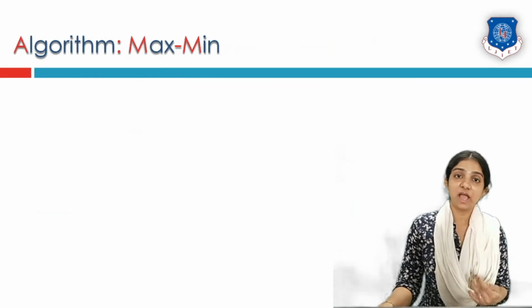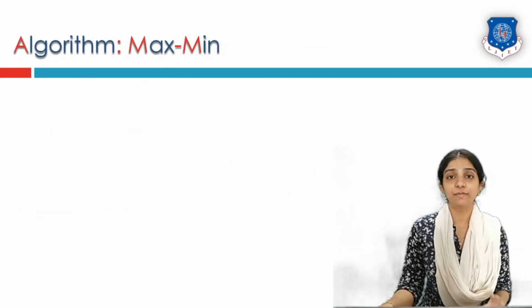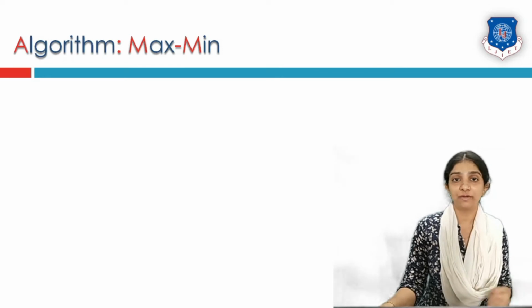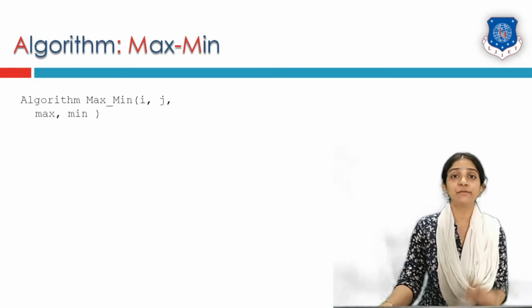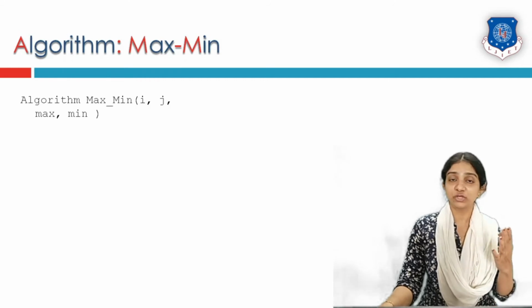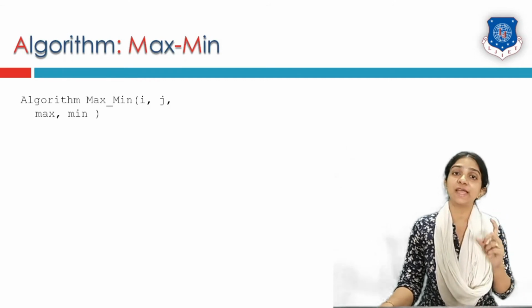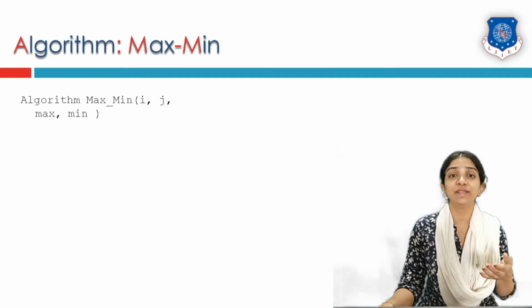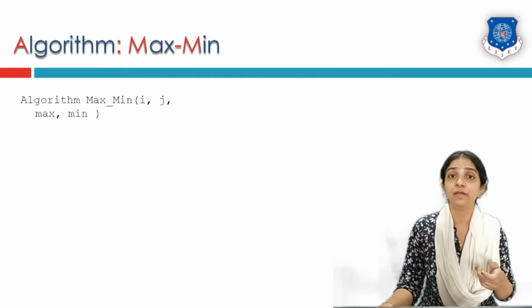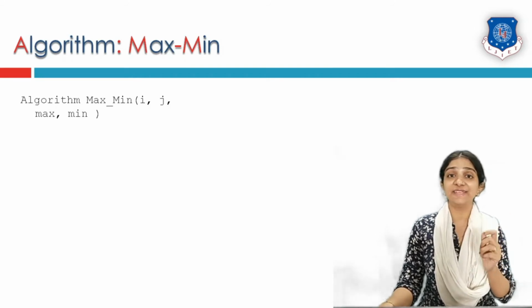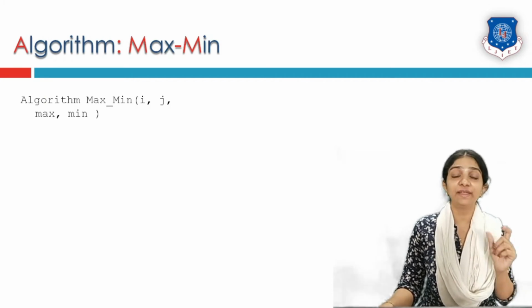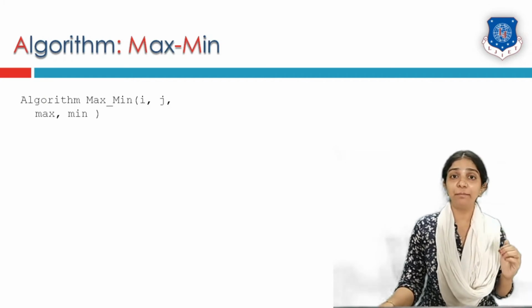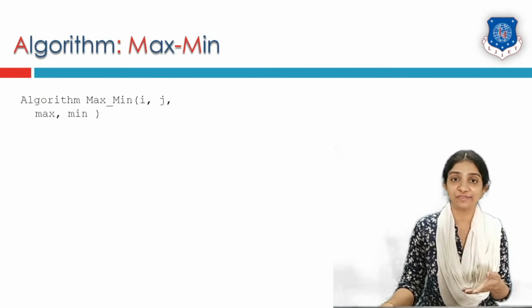Now let us see how the algorithm for the same max and min divide and conquer approach will work. So the max and min algorithm would require 4 inputs. Actually, those are 2 inputs and 2 values which will be carrying an answer. So two inputs are i and j index, which are the starting and ending index of an array list. Max and min are the two variables which are going to hold our answer.